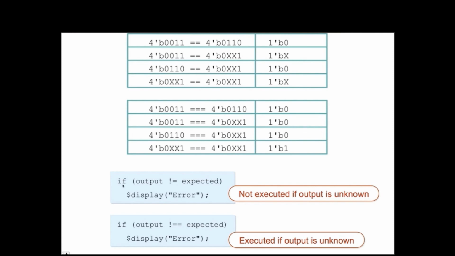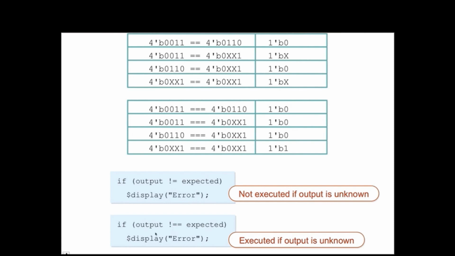And if you have an output checker like this, if, let's say, the output from the design is not equal to the expected output, which is going to come from a golden reference model, golden files, whatever it is. The point is that if you use the not equal version of this, and you end up with a situation like this one, 0011, 0xx1, the result of that is going to be unknown, and so it won't display the error. So even though the design is not putting out the correct output, as far as we can tell, we won't actually get the error message.